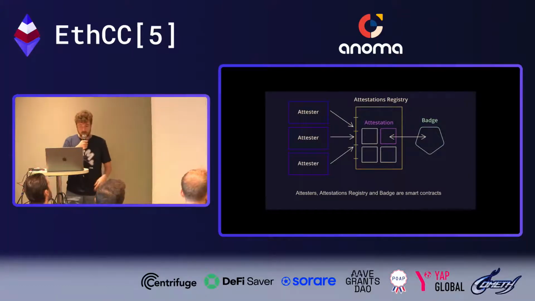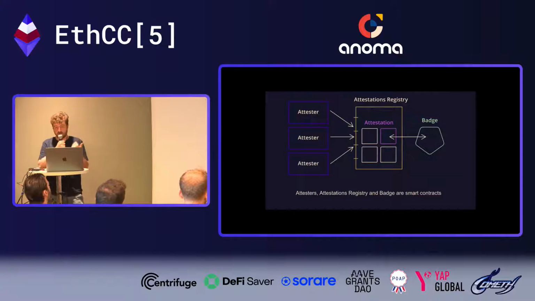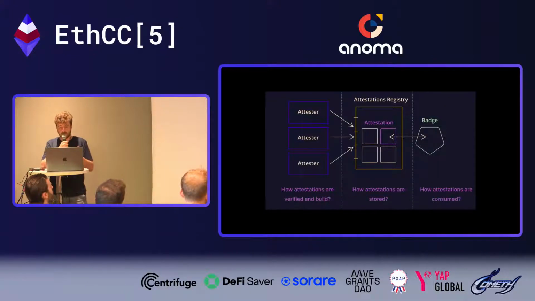So in the Sismo protocol, we have these attestations that are stored in an attestation registry. And we have some attesters that are like issuers that can write in this attestation registry. Also, you have a badge contract that is an NFT and that reads directly from the attestation registry. So we can split it in three parts. We have the left part, which is how attestations are verified and built, how attestations are stored in the attestation registry, and how they are consumed.